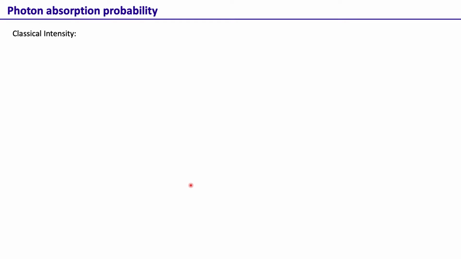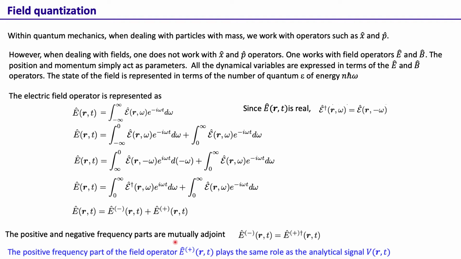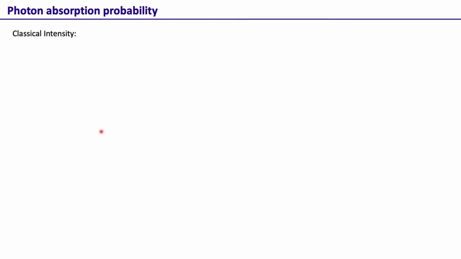Okay, so now that we know that the positive frequency part of the electric field plays the same role as this analytic signal in the classical coherence theory, we then want to find parallels between the different concepts we have in classical that we want to see in quantum.